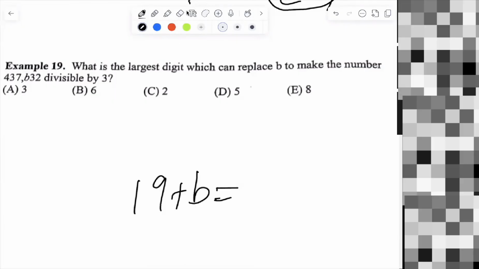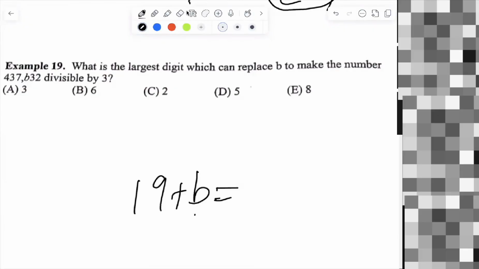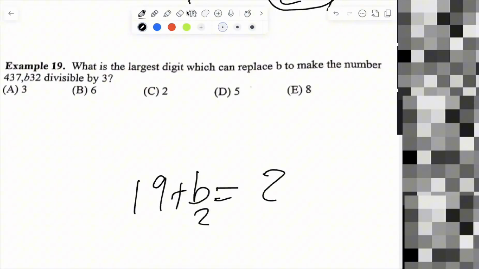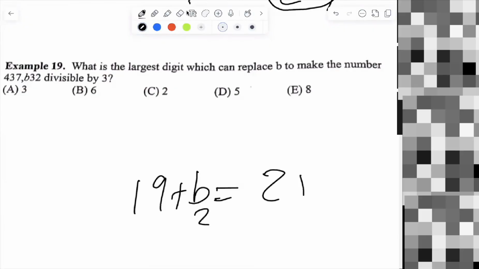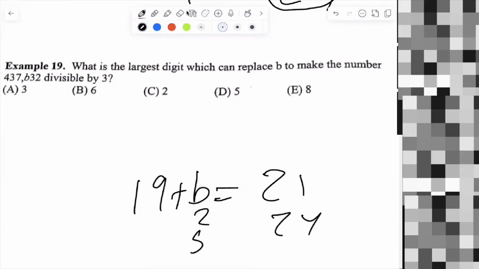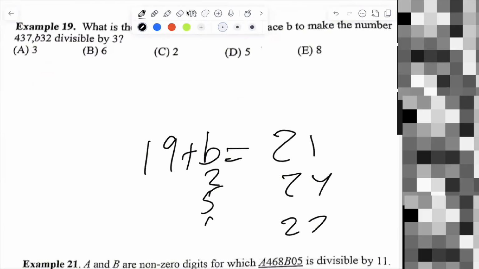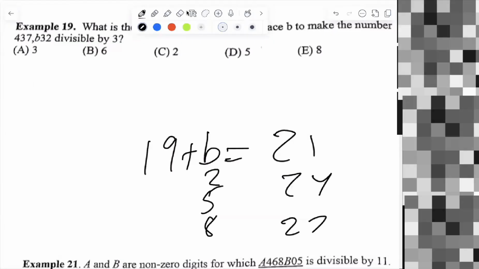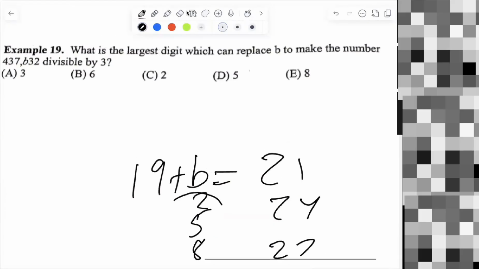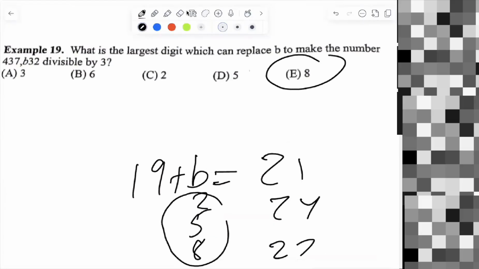The only way to make this possible is if we let B equal 2, which gives you 21. If we add another 3, this is going to be 24, so B is 5. And add another 3, we get 27, or B is 8. So there is a total of 3 digits, and the largest is going to be E, or 8.